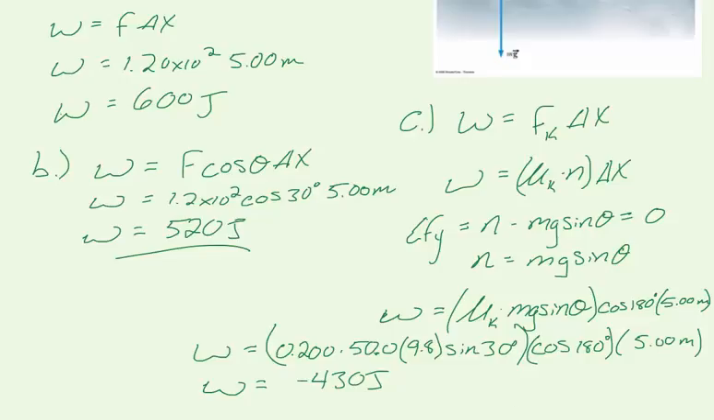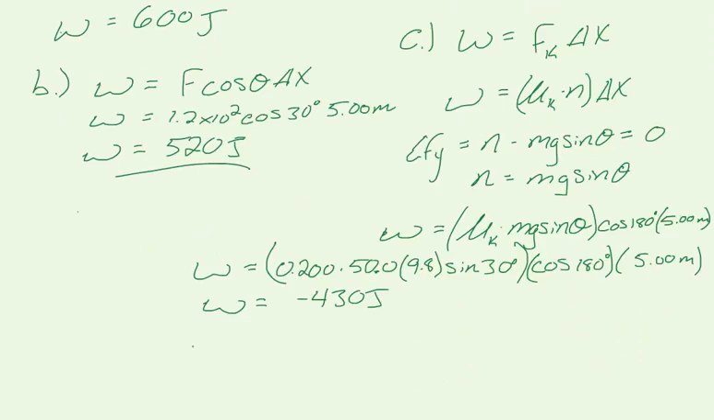So we're asked to find the net work done by the Eskimo. So in part B, we found the work done by pulling the sled was 520 joules. And the work performed by friction was a negative 430 joules. We can sum up our net work to get a value of 90 joules.